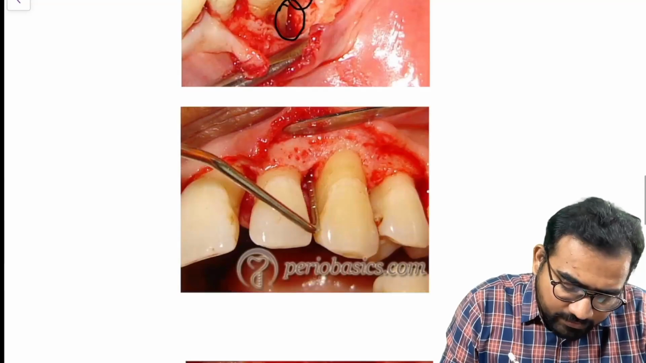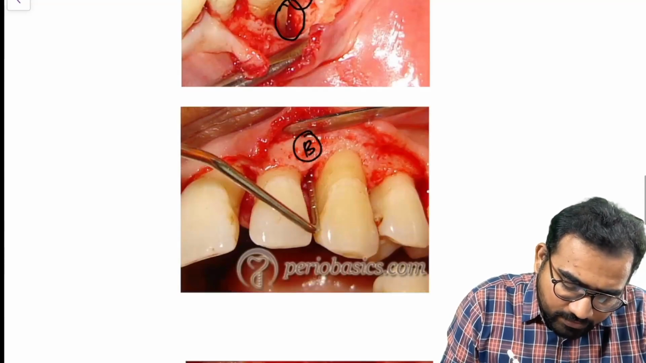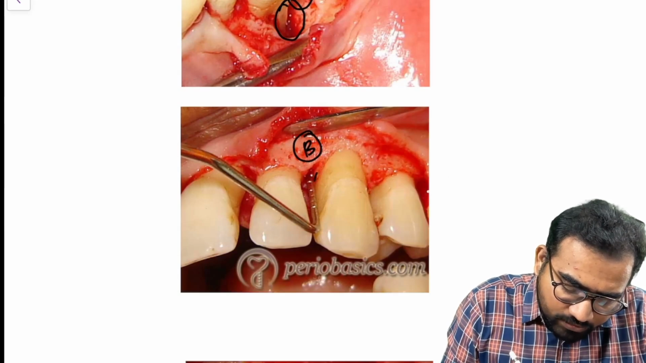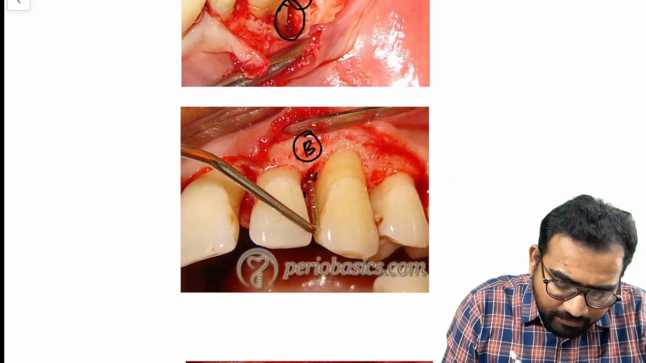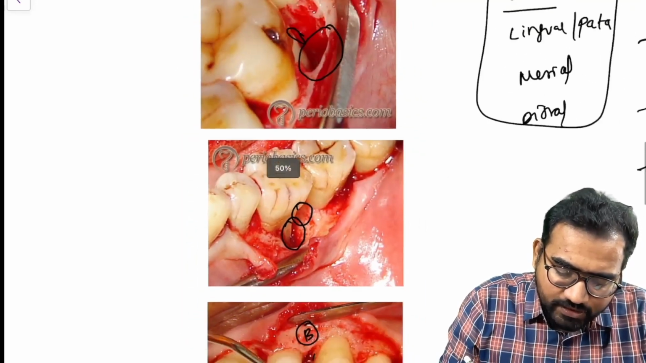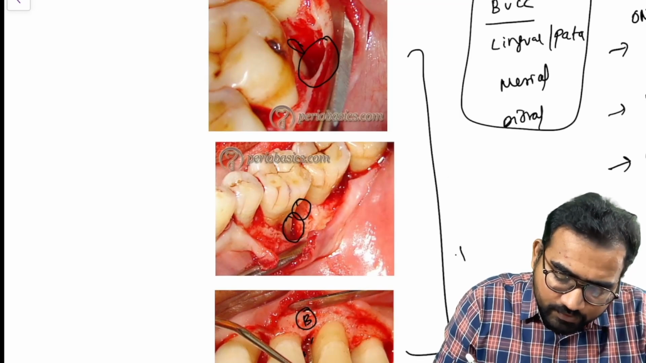You take a look at here, the buccal wall is intact, but especially if you take a look at a canine, the mesial wall is not intact, and obviously the palatal wall is intact. So all these three will come under three wall defects.